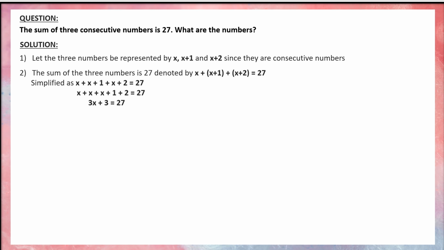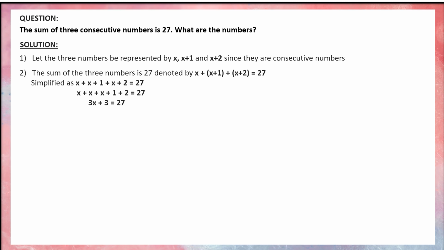So if you add the 3 x's, for instance, you have an orange, you have another orange, and you have another orange. One orange plus one orange plus another one orange is 3 oranges. So you have x plus x plus x, you have 3x. And then 1 plus 2 is simply 3. And that's what we have on the left hand side, and that's equated to the 27 on the right hand side.